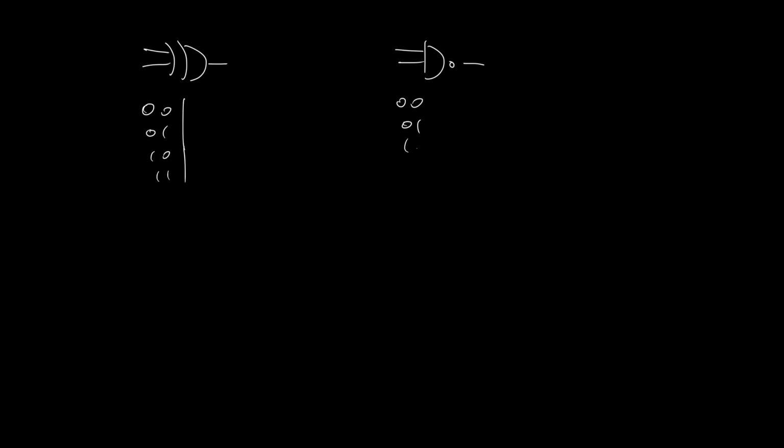Our NAND gate is the opposite of an AND gate. An AND gate outputs a 1 only if the two inputs are 1, and this gate is the opposite. So its truth table must look like this.